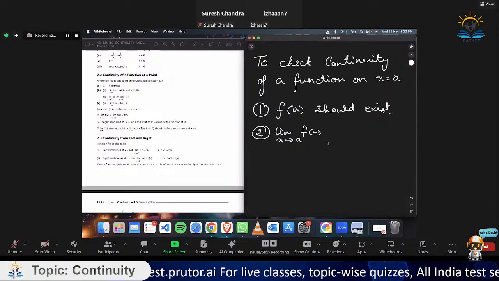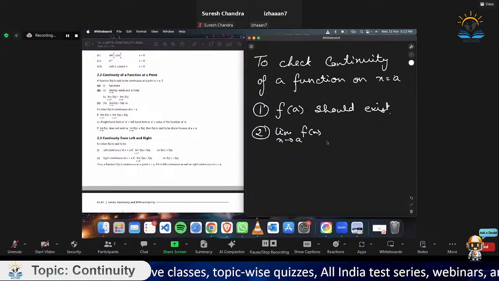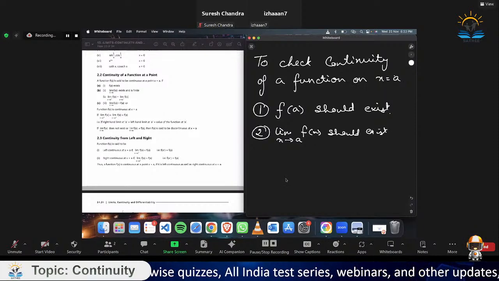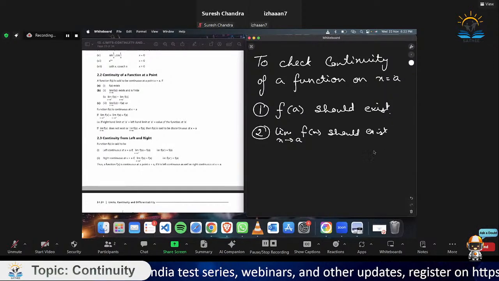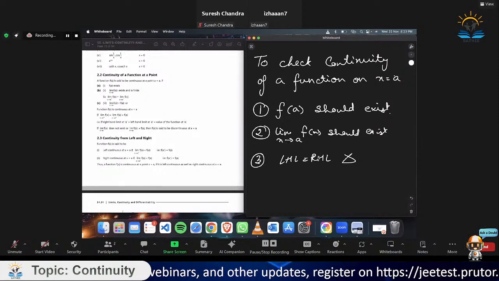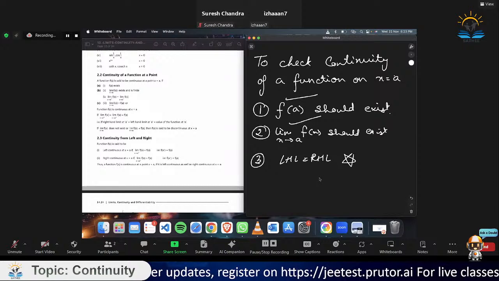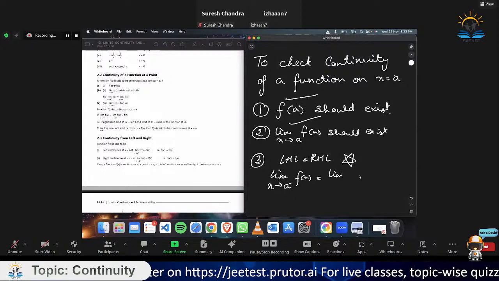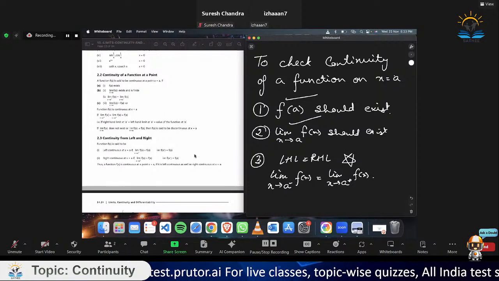Okay, and on the third thing, LHL should be equal to RHL, and this is the most important. All right, most important. Like all the three are most important, but usually the first two are always valid because they'll give you a function for which f a will exist, so that you can check the continuity, right? So this is the most important one. Yeah. So we can write it like this: limit x tending to a minus for fx should be equal to limit x tending to a plus on fx. Absolutely wonderful. So just write this down first and then we'll move on.